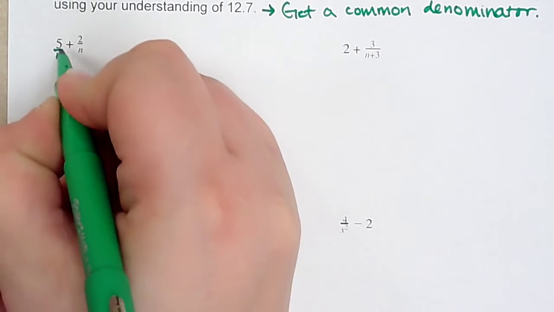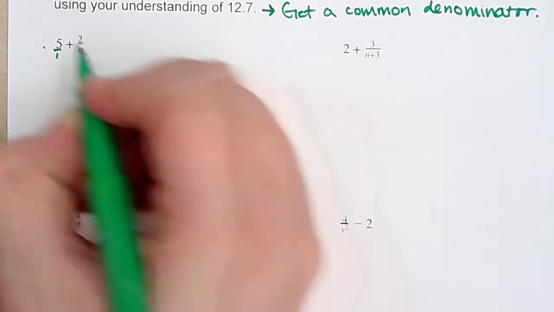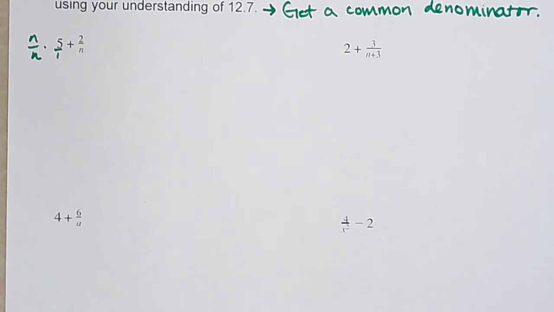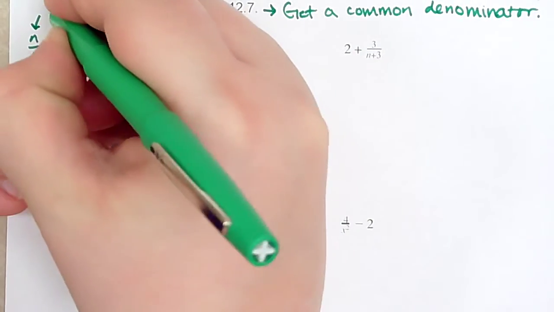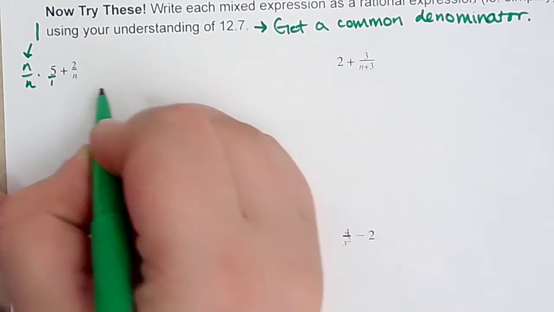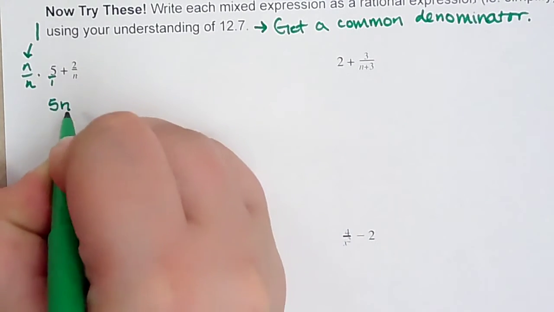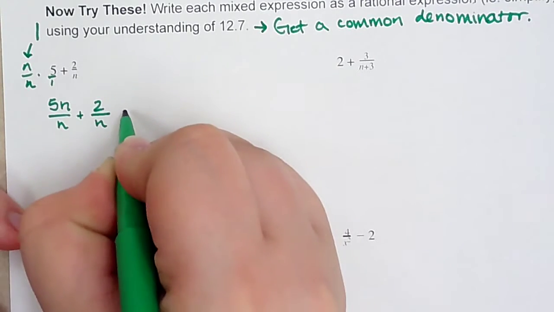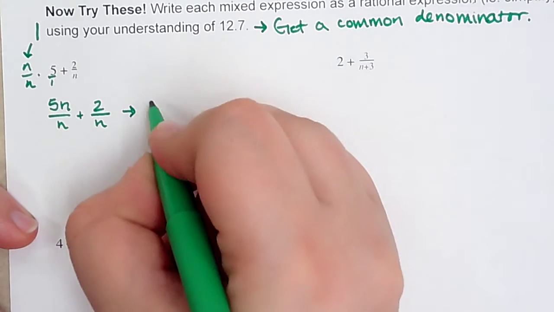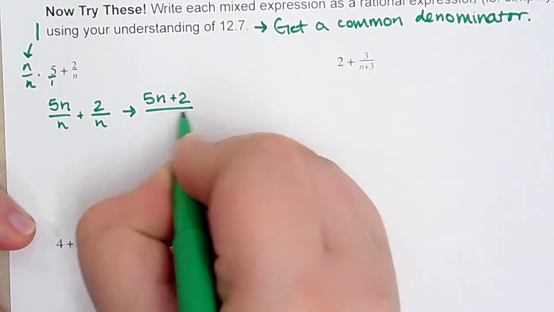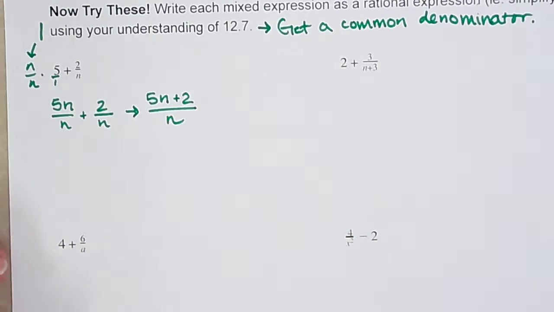If we need an n on the bottom of this, we're going to multiply by n on top and bottom. And because we're doing it to both the top and bottom of this fraction, we're not actually changing anything. We're just multiplying by a big fancy 1, which doesn't change the expression. So when we do that, we're going to get 5n divided by n plus 2 divided by n. When we simplify this and combine like terms, there are none in this case, we're just going to get 5n plus 2 divided by n.